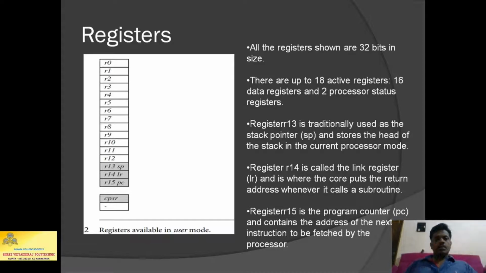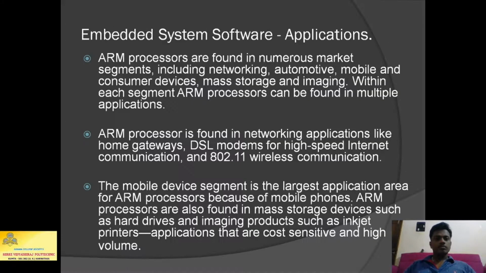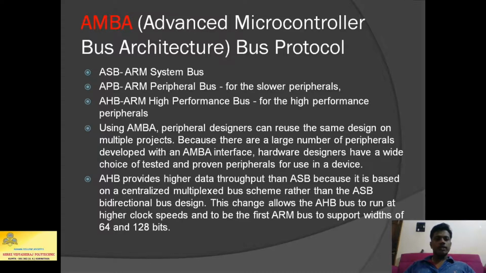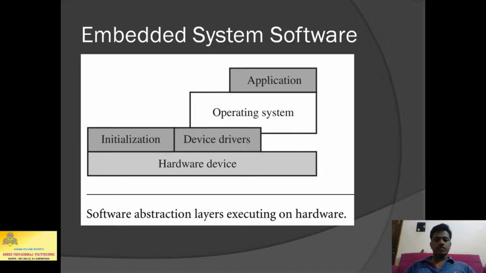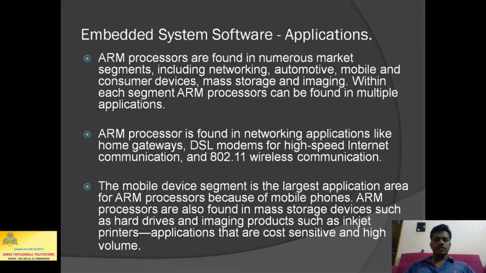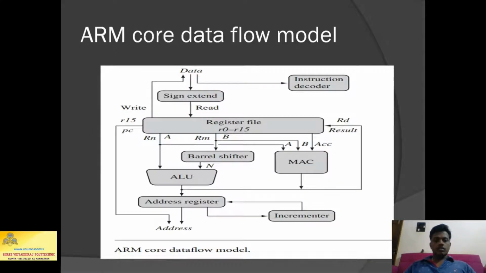Today we'll see registers. So we'll just recap the last session. In the last session, Unit 1 Lecture 2, we have seen AMBA technology, that is Advanced Microcontroller Bus Architecture bus protocol. We have seen the AHB's two versions, that is multi-layer AHB and AHB Lite. We have also seen embedded system software, different layers. We also studied the ARM core data flow model.